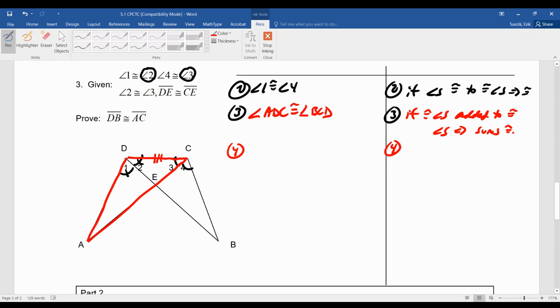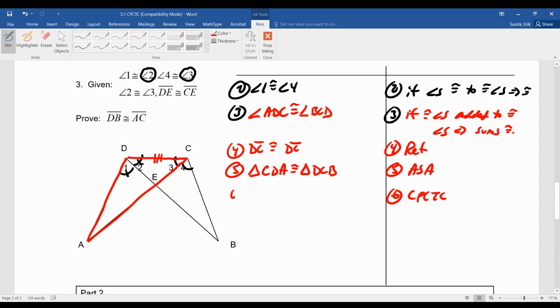I got this reflexive piece. You see, I can prove these two overlapping triangles congruent. Because remember, I said 2 is congruent to 3, these little sliver angles. So I got triangle CDA congruent to triangle DCB by ASA. And then we're going to finish up with CPCTC: DB is congruent to AC.